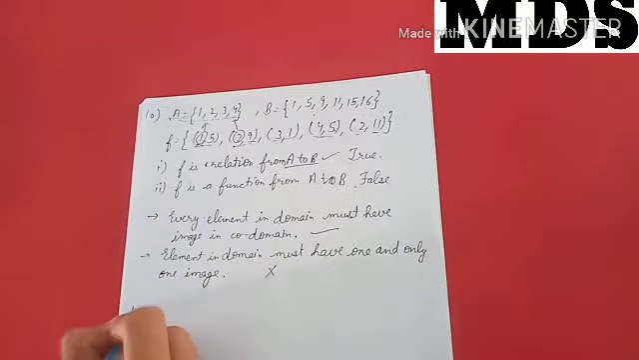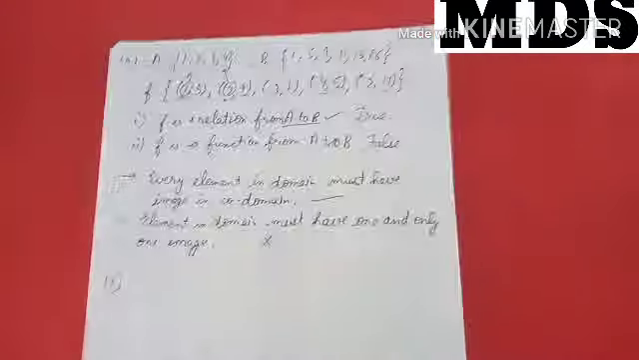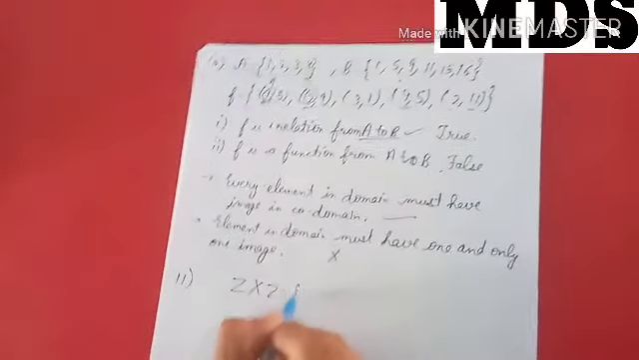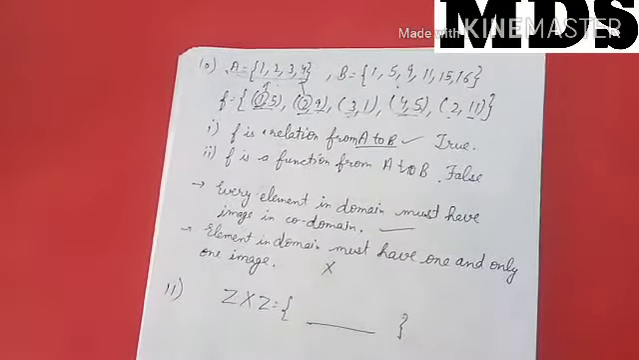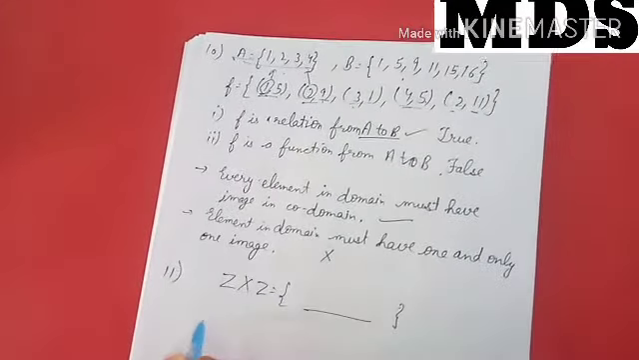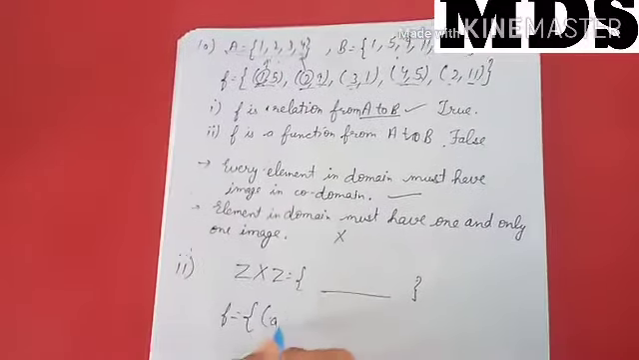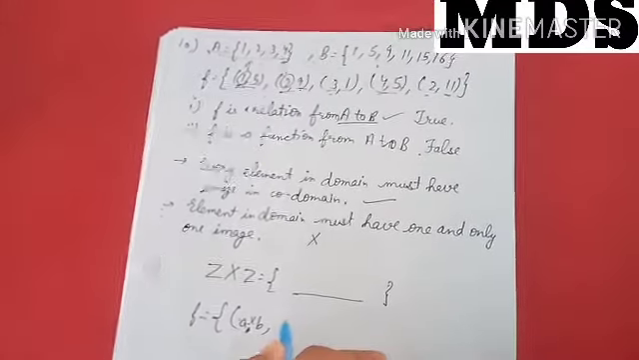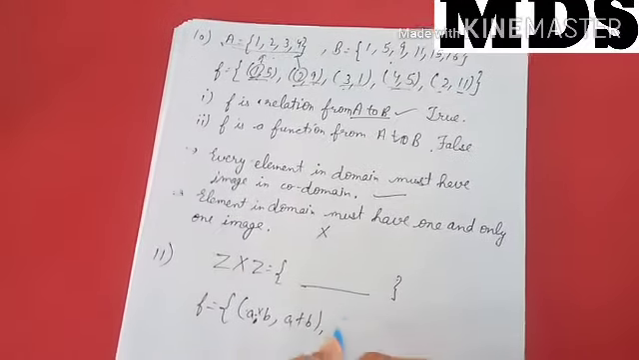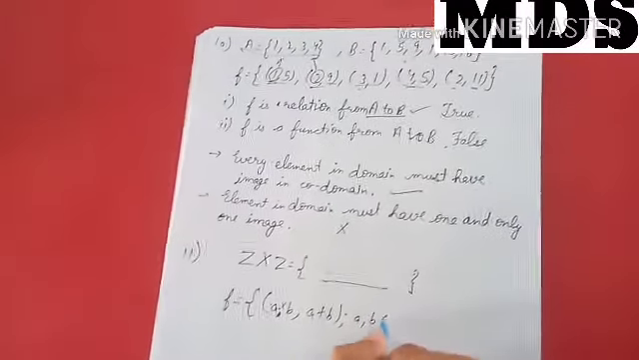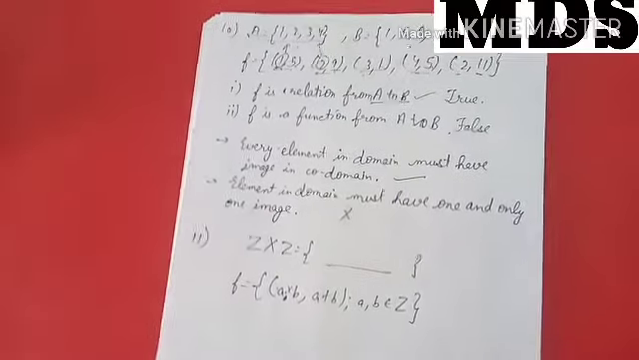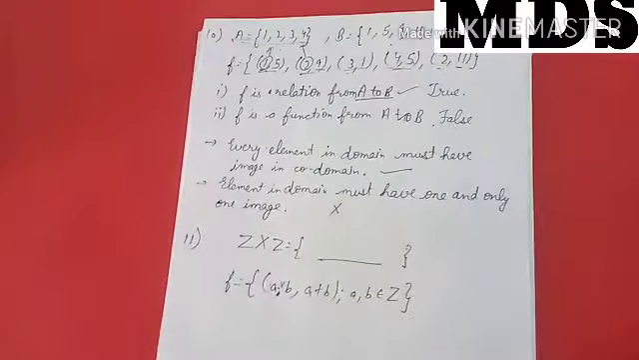Now question number 11. Let f be a subset of Z cross Z. So Z cross Z is some Cartesian product, and f is a subset of it. F is defined as (ab, a plus b), where ab means a times b, in multiplication, and a and b belong to Z. Okay, it is something like that. Now we have to check whether it is a function or not and why.